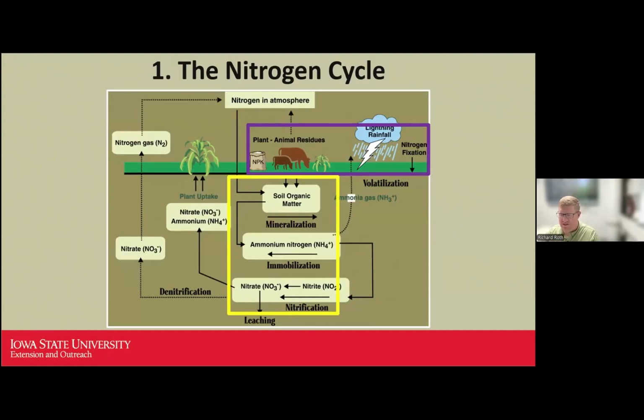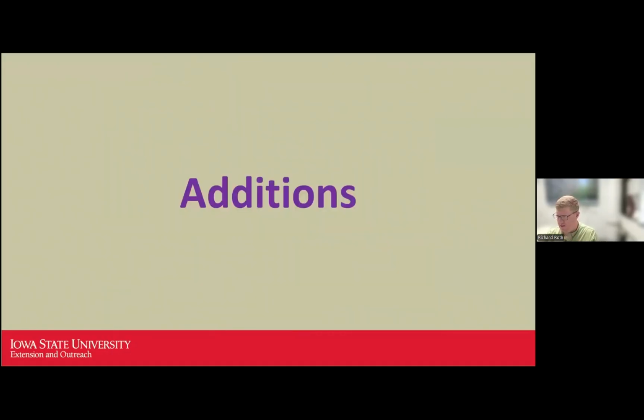The yellow box is going to be our transformations, so different microbially driven processes in the soil that can result in nitrogen changing from one form to another. And then finally, we have our losses, highlighted in red. We're going to talk about each of these different portions, the additions, transformations, and losses as we move through today. And so we're going to start with the additions.